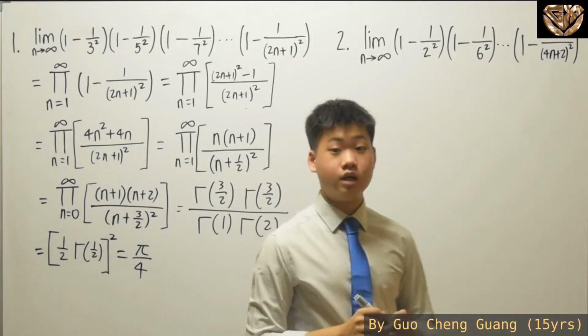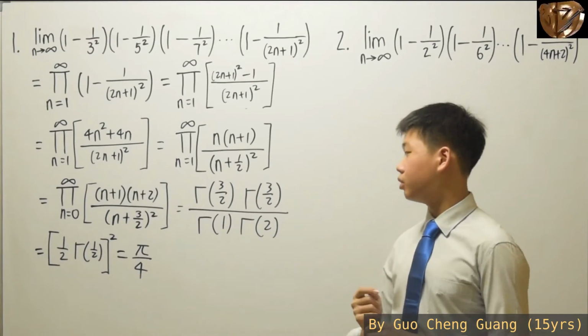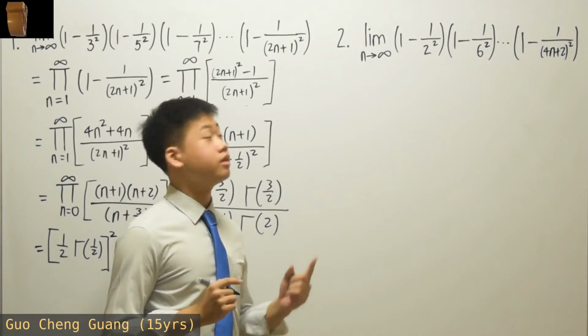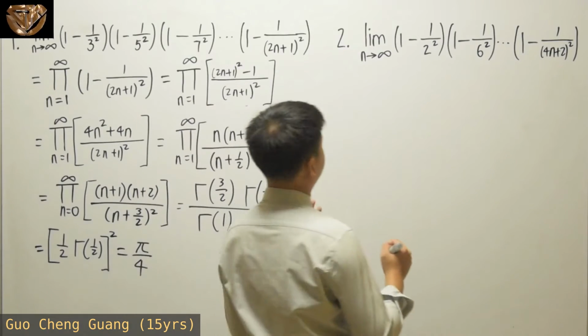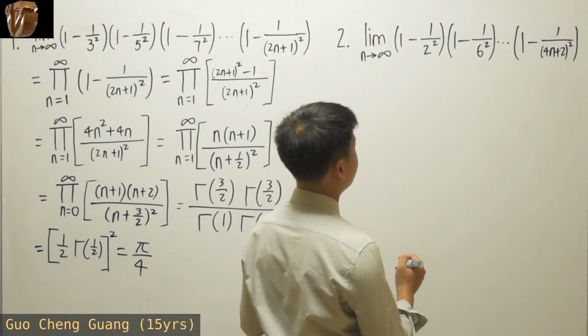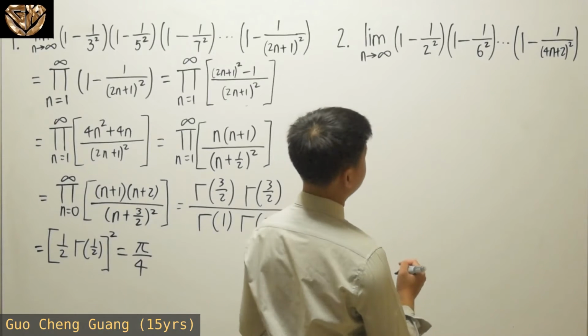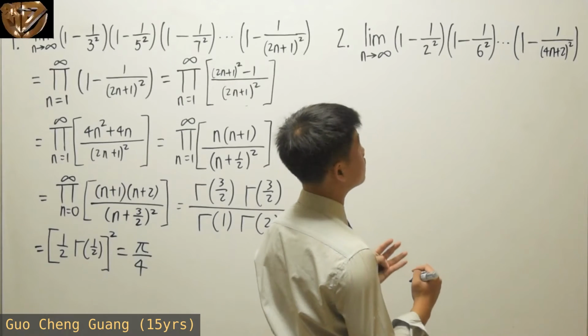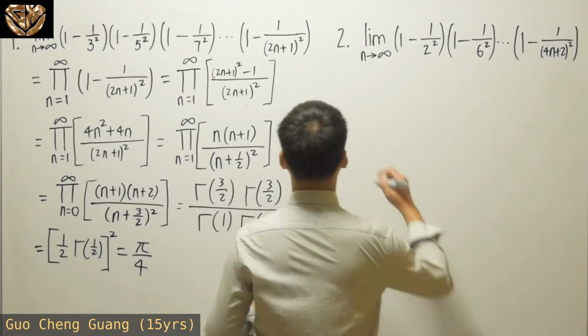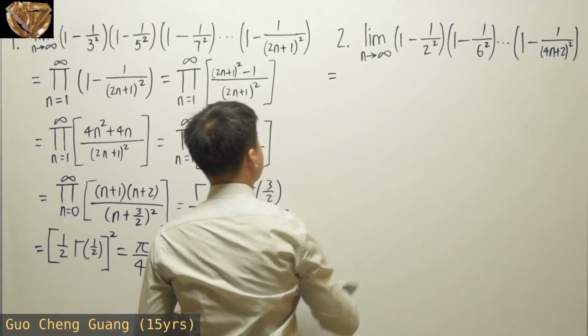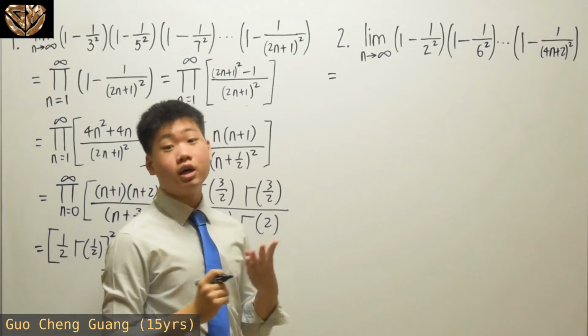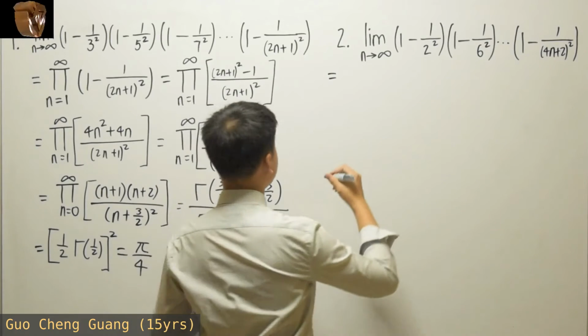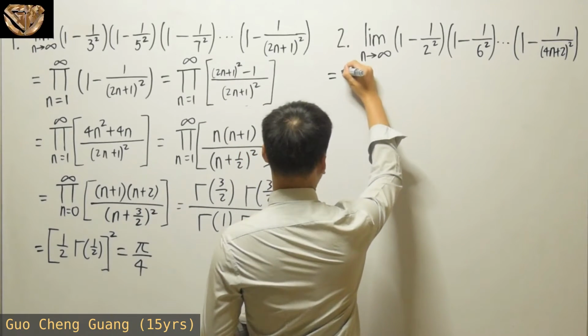Alright, so this is the answer for your first example. Now let's take a look at the second example, where we have the limit as n approaches infinity of (1 minus 1 over 2 squared) times (1 minus 1 over 6 squared) until (1 minus 1 over (4n plus 2) squared). This example uses a similar method, but how similar exactly is it?